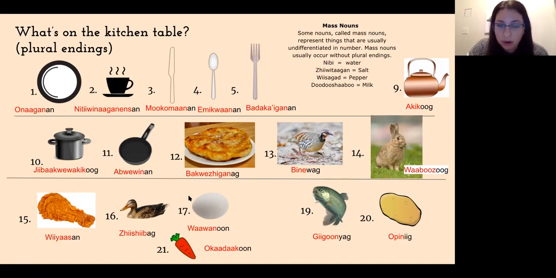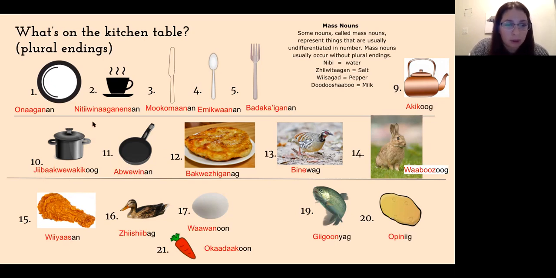So if you go back to our inanimate slide, A-G was an option. So if it ends in a consonant, you'd add A-G. So frying pan, abuewinan, abuewinan. So A-N, so that indicates it's what? How about you guess what you think it is? So it's inanimate with A-N.